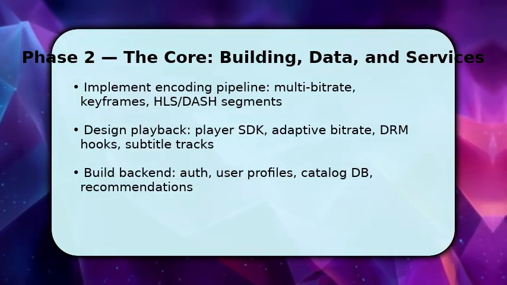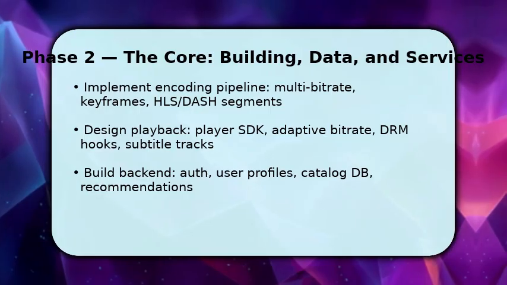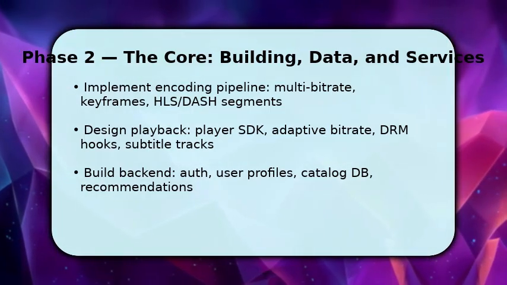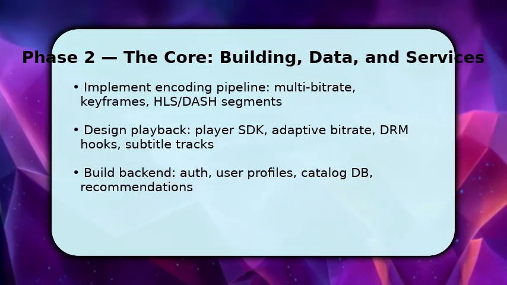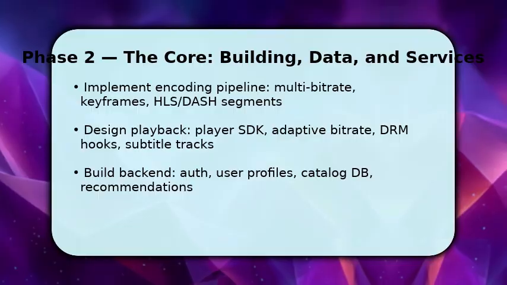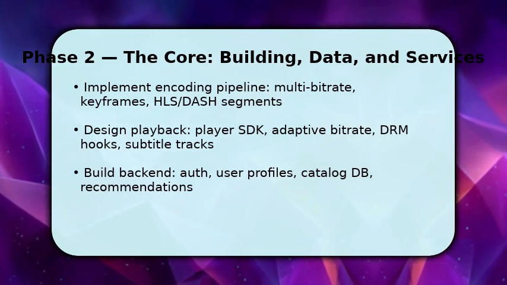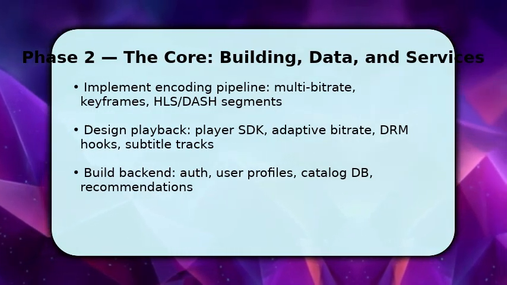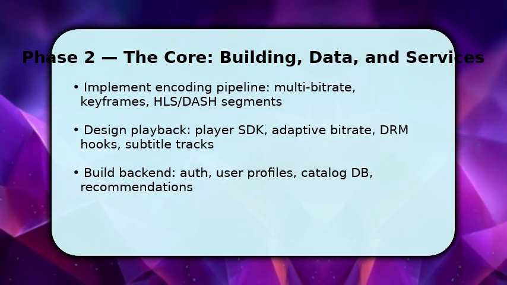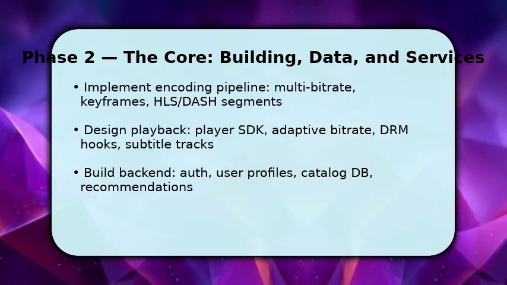Then integrate a player SDK with adaptive bitrate and DRM hooks for secure playback, add subtitles and closed captions. Make sure to design backend services for auth, user profiles, catalog indexing, and recommendation jobs. Use a DB optimized for reads and caches for hot content. Test end-to-end with various networks and devices to validate behavior.